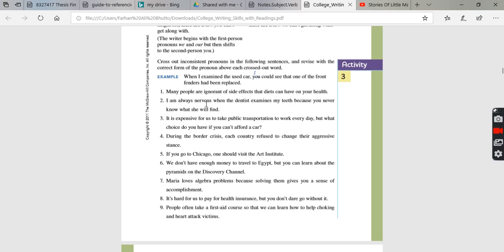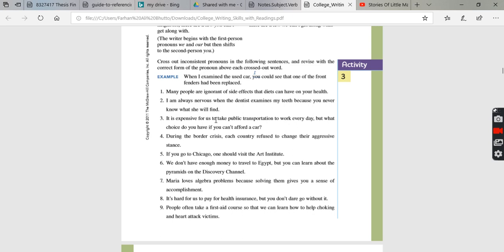2. I'm always nervous when the dentist examines my teeth because you never know what she'll find. So, what could be the right sentence? So, the right sentence would be, I am always nervous when the dentist examines my teeth because I never know what she'll find.